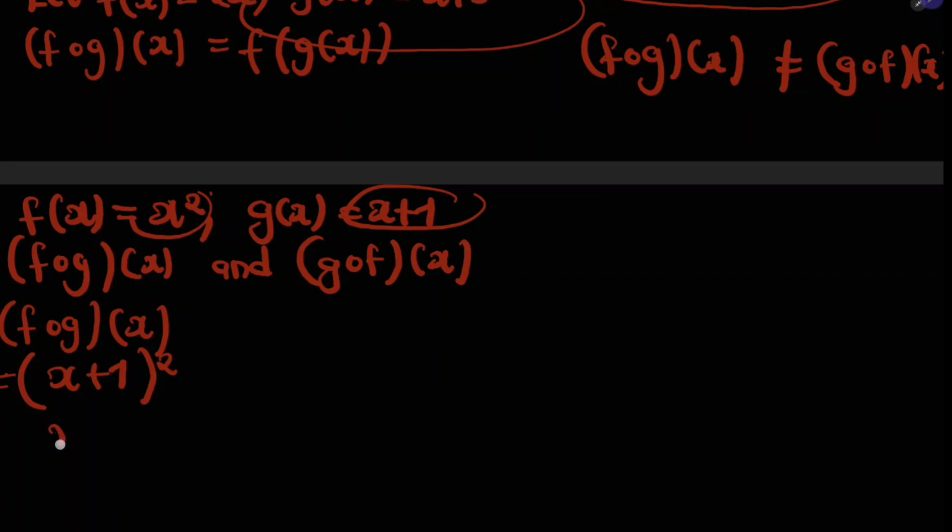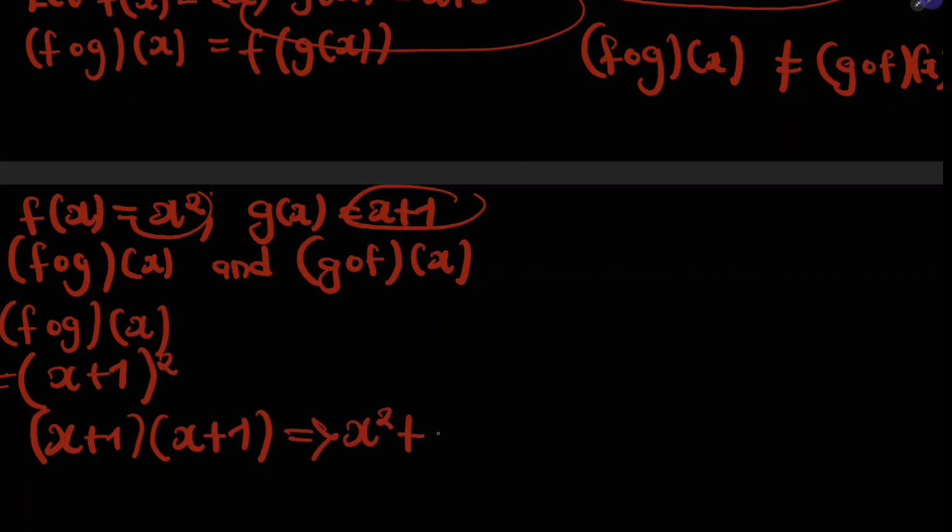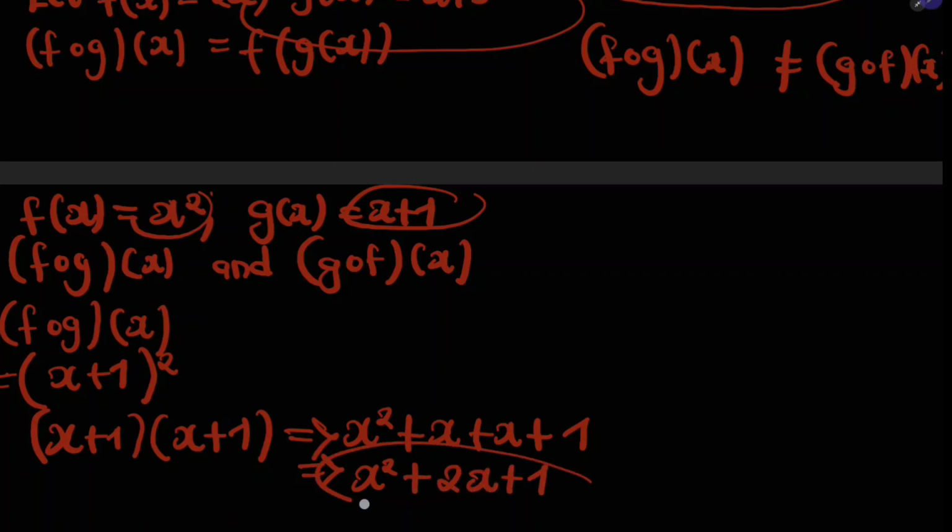Okay, and what does this give us? We have x plus 1 times x plus 1. Here, this is just a quick multiplication. That is x squared plus x plus x plus 1, which is x squared plus 2x plus 1. So this is what we have when we take f of g of x.